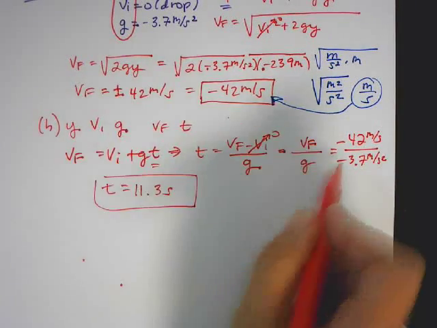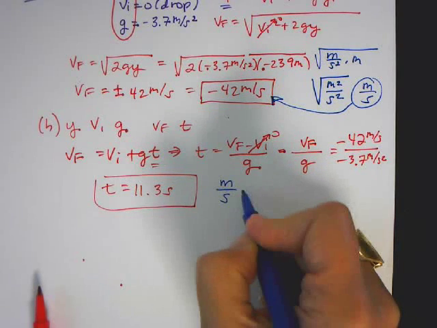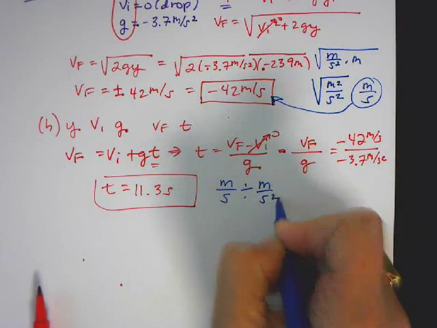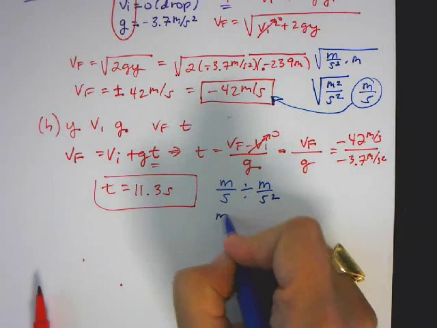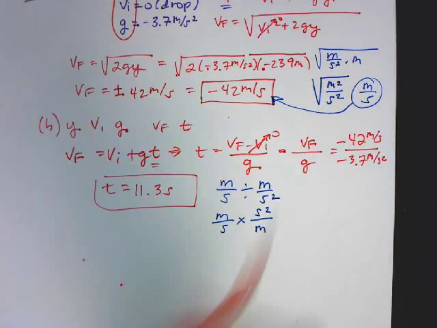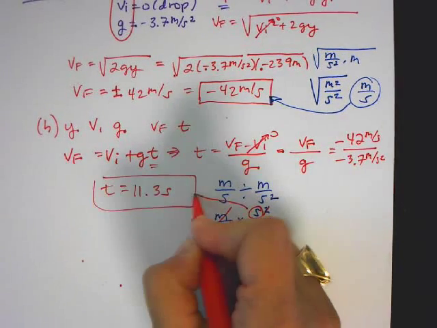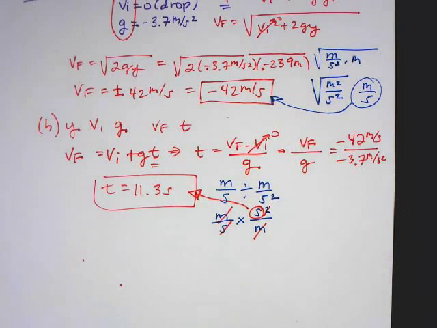Now let's look at the unit. I have a meter per second divided by a meter per second squared, which is a meter per second times a second squared over a meter. So these cancel, and this cancels with that, and I end up with seconds, which is the correct unit for time. So I know I didn't make a mistake.